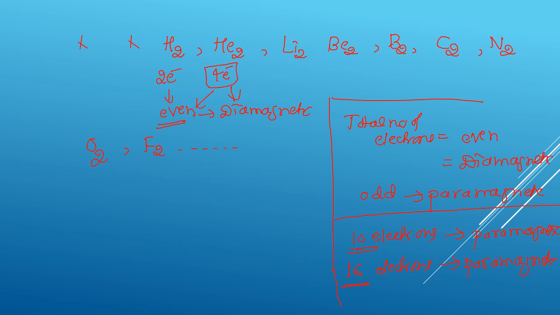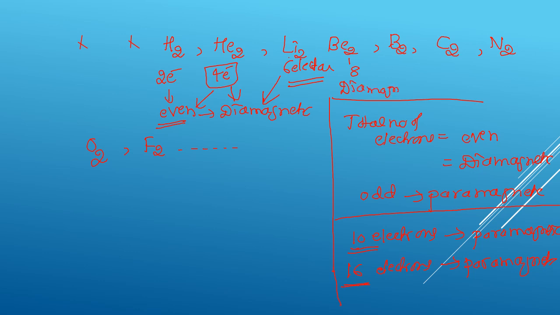What about the lithium molecule? The atomic number of lithium is 3. Therefore, in the lithium molecule, there are 6 electrons. Once again, it is an even number, so the molecule is diamagnetic. In case of beryllium, atomic number 4. Therefore, in the beryllium molecule, there are 2 beryllium atoms, so the total number of electrons is 8. Once again, it is even, so the beryllium molecule is diamagnetic.